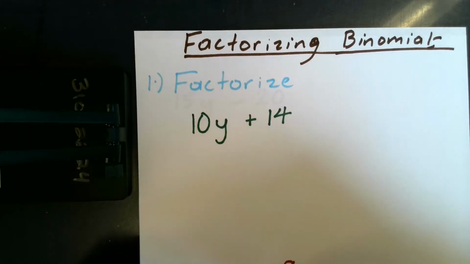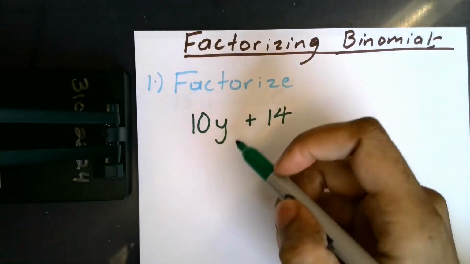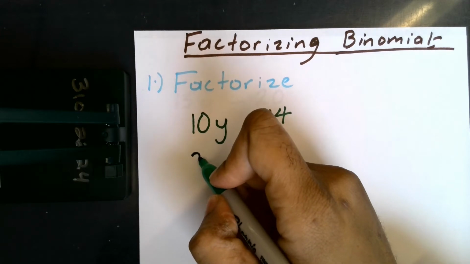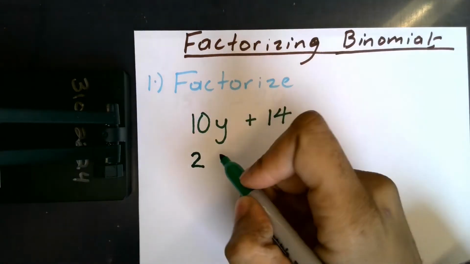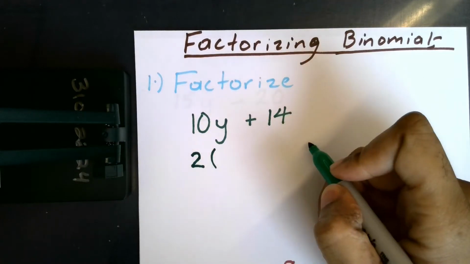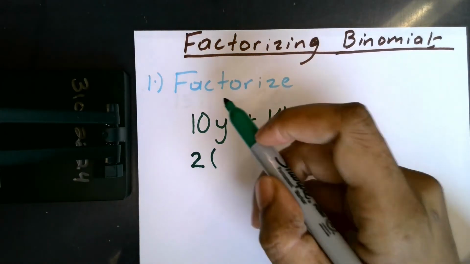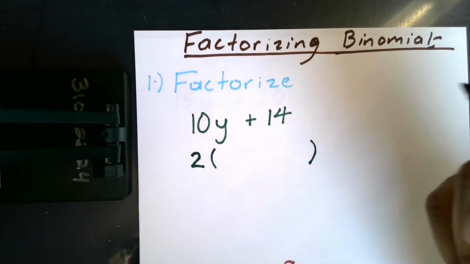Here we have 10y plus 14, and we are expected to factorize this expression. The GCF of these two terms is 2. Open parentheses, close parentheses. So our GCF of these two terms is 2.